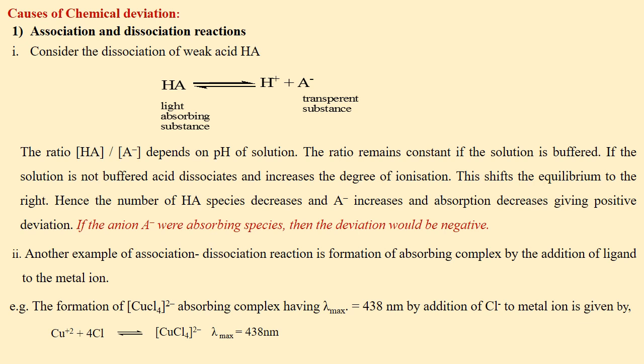If the anion A minus is the absorbing species instead of being transparent, then it absorbs the light, and oppositely the deviation is negative. Another example of an association-dissociation reaction is the formation of an absorbing complex by addition of a ligand to a metal ion. For example, Cu 2 plus plus 4 Cl minus gives CuCl4 2 minus, which has lambda max 438 nm.